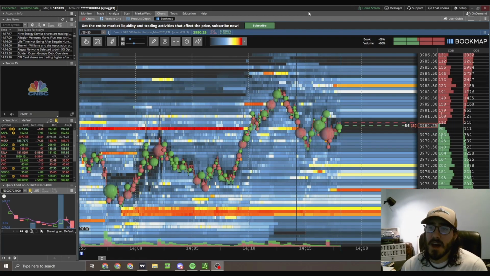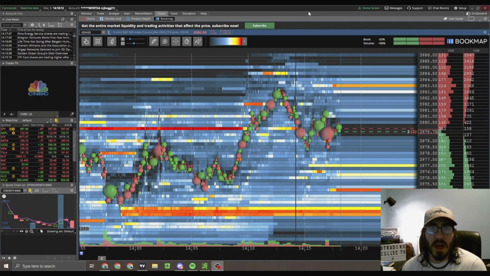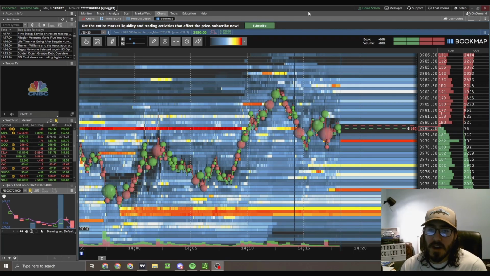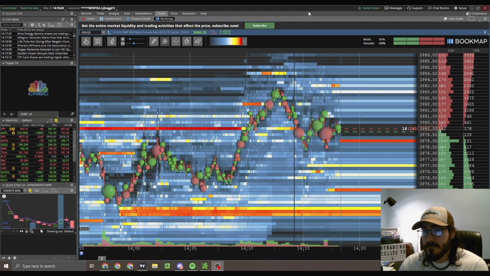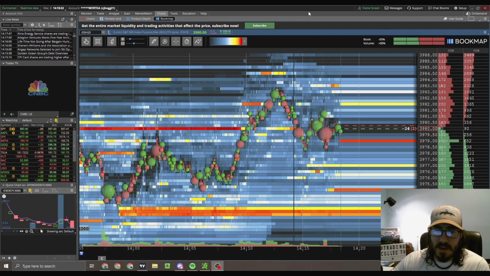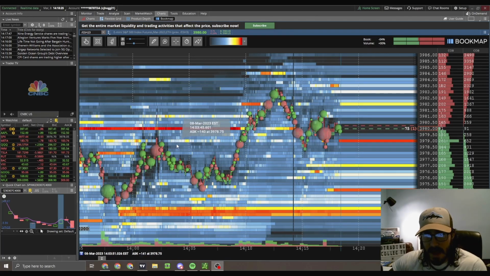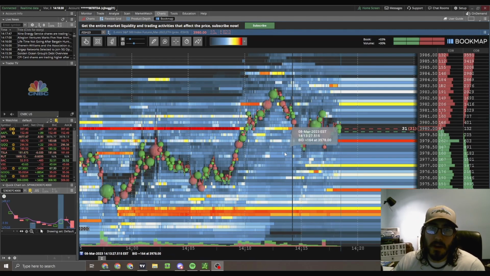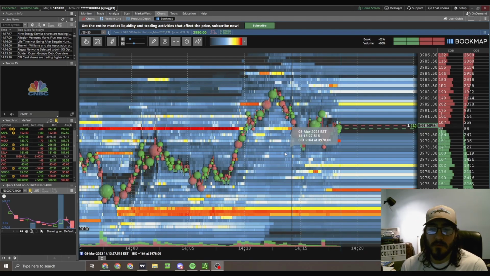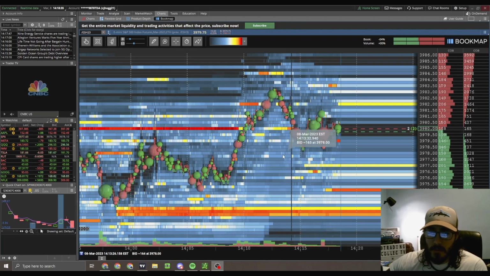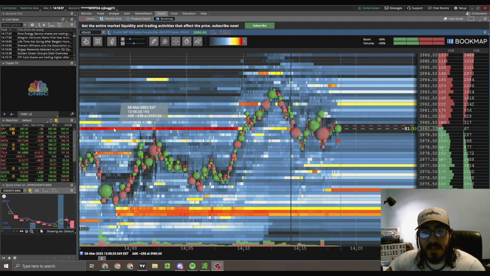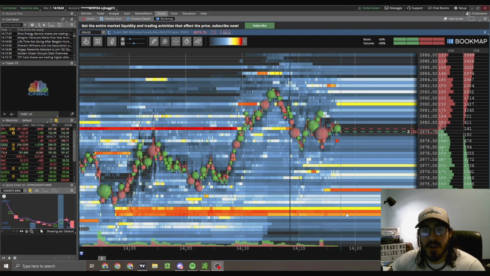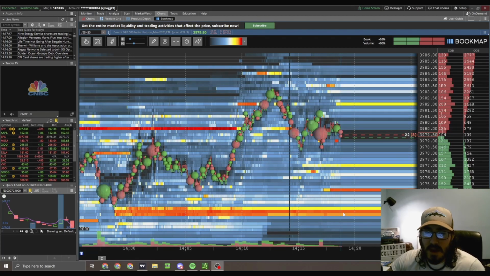Looking at the Bookmap at first is going to be a little overwhelming. Completely understand. This is basically a way to visualize pending orders and orders as they're happening. We're seeing these lines going up and down, these red and green bubbles. What are they? Well, the red bubbles are big sell orders. The bigger the bubble, the bigger the order. Same thing goes for green, except it's buying.